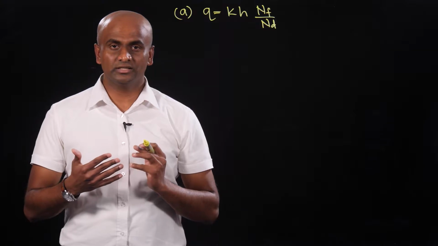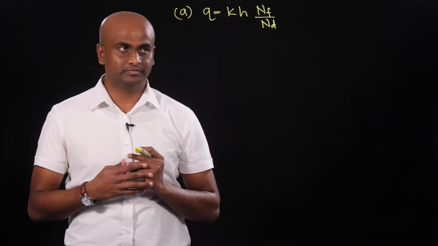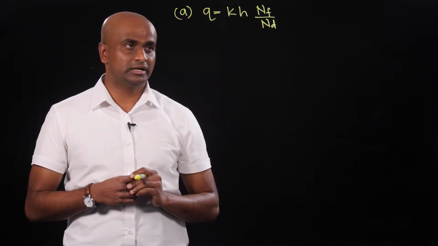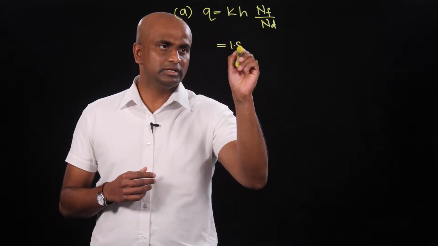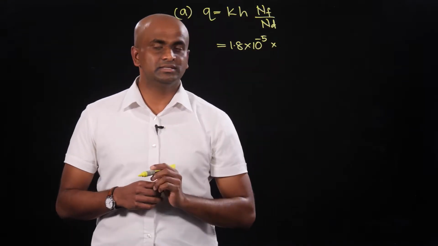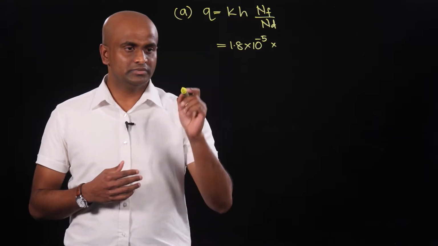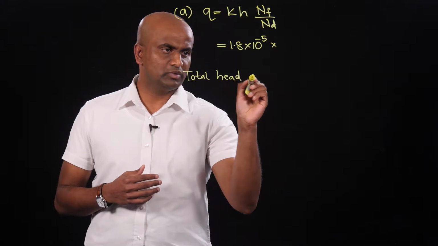So the equipotential lines and the flow lines are the two types of lines that you can find in a flow net diagram. For this question, the permeability of the soil, or the hydraulic conductivity, is given, which is 1.8 times 10 to the power minus 5, and H is the total head difference between the upstream side and the downstream side. So we can determine the total head at the upstream boundary.